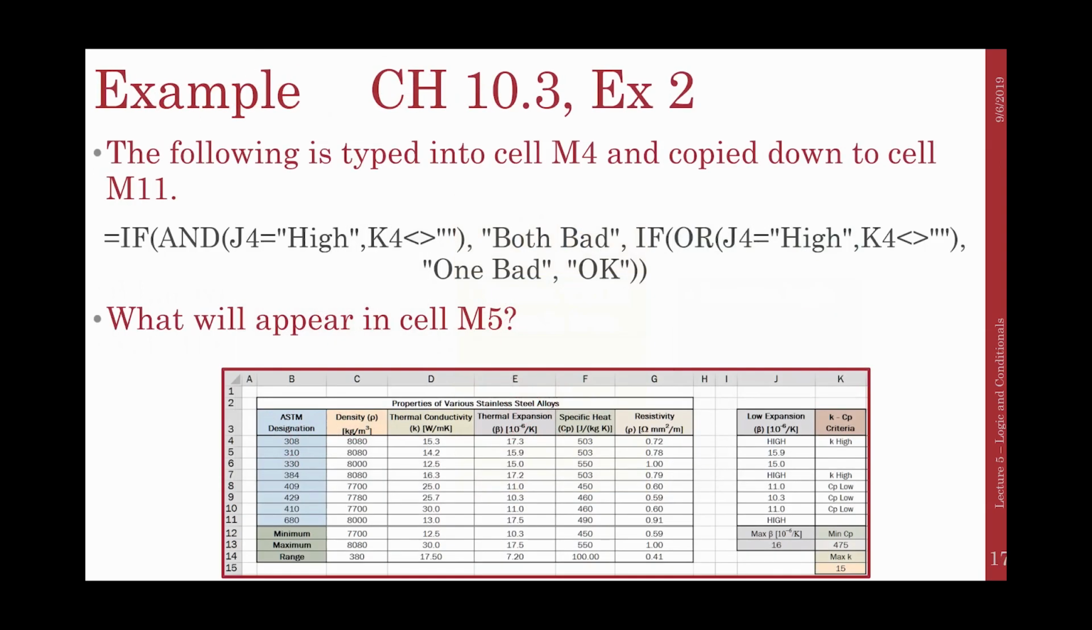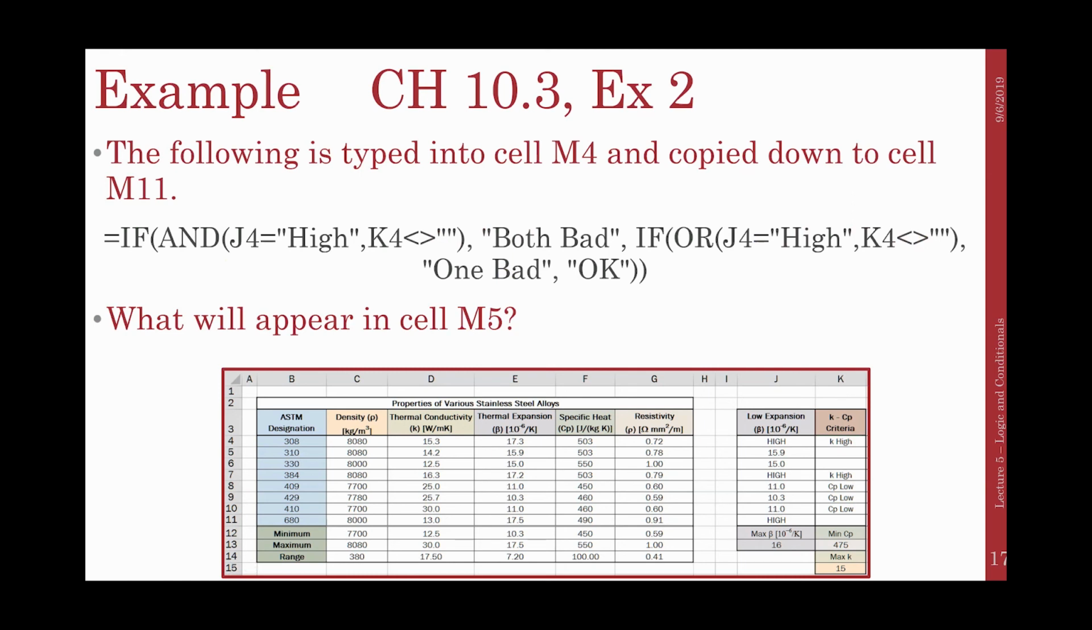So let's look at this example here. We're trying to figure out what will be typed into M and copied down to M11. I say if, so I'm asking my logic here, and the first thing I'm asking in my conditional is and, so I'm saying both of these have to be true. So if J4 is equal to high and K4 is not blank, say both are bad. So this is the logic that I'm asking. This is what happens if it's true. If it is false, we're going to trigger the second logic that says if or. So if this is true or this is true, write one bad. If that fails, we can say that everything is okay.